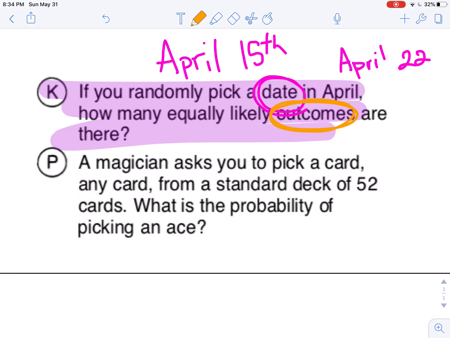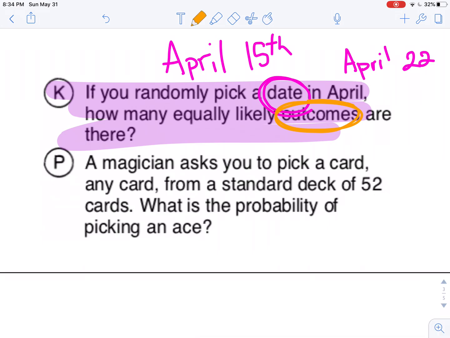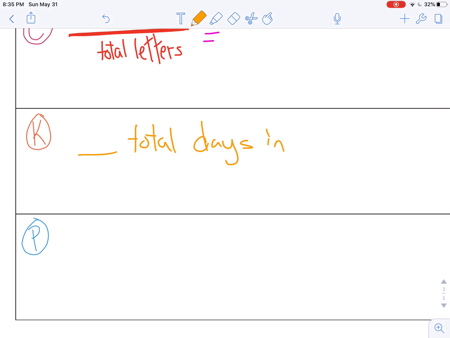Both days are the same length, right? Or there's one April 15th and there's one April 22nd, right? We don't double any of the dates. It doesn't go April 10th, 11th, 12th, 13th, 14th, 15th, 15th, 15th, 15th, 18th, okay? So they're equally likely outcomes, all right? So if we're asking how many equally likely outcomes are there, it's asking you really how many days are in that month, all right? So for K, blank total days in April. And maybe you know what that number is. Maybe not, and you'll have to figure it out.